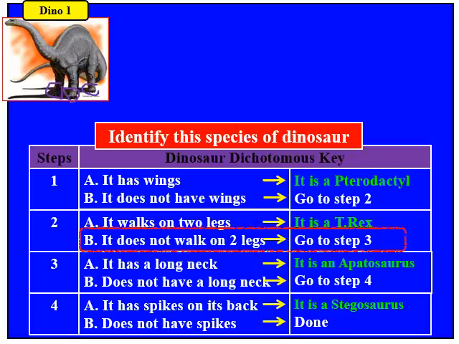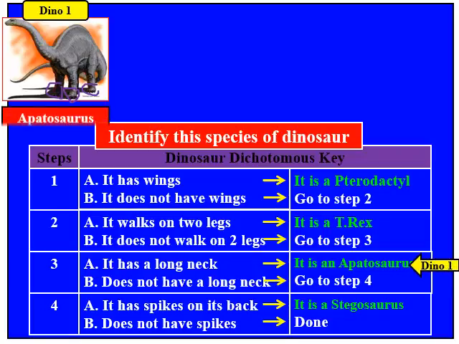We can tell it does, in the scheme of things, have a long neck. So we know that this is an Apatosaurus. We don't even need to go on to step 4 in order to tell what it is. So our first dinosaur is an Apatosaurus.